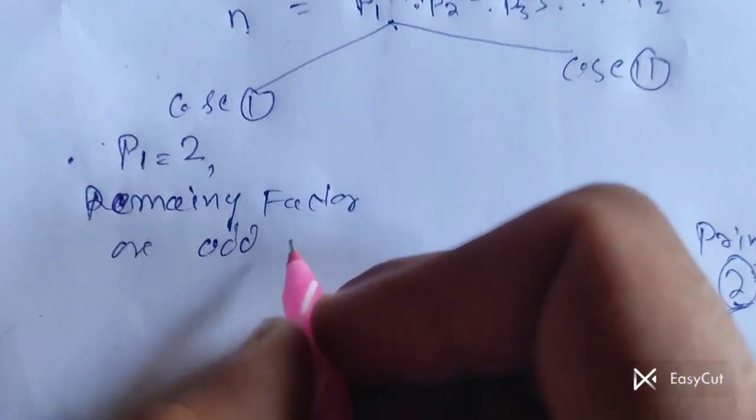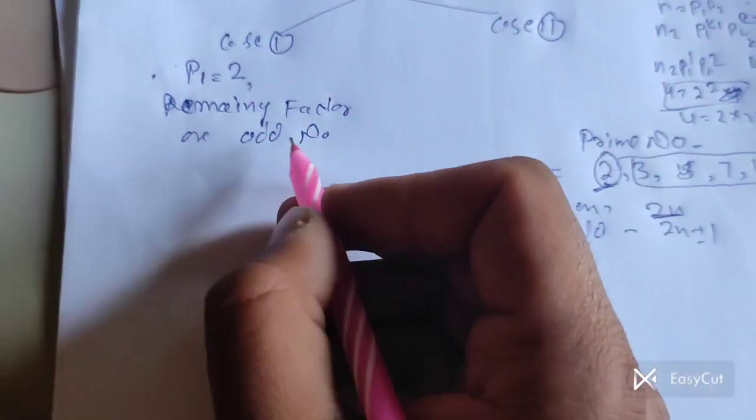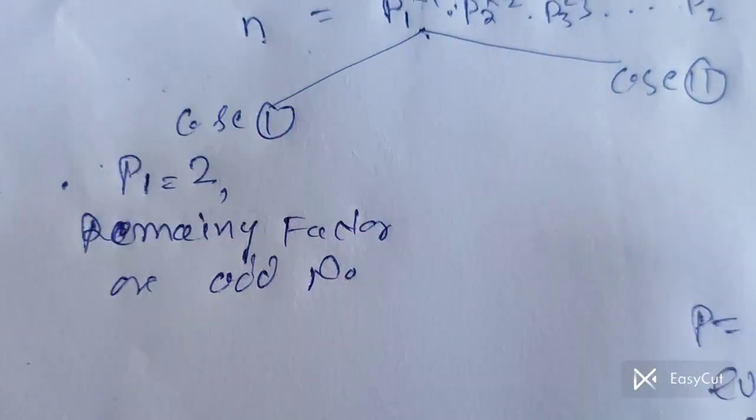Okay, odd number. Once again, sorry for that, I adjusted my stand. Okay, so the remaining factors are 2, odd number.